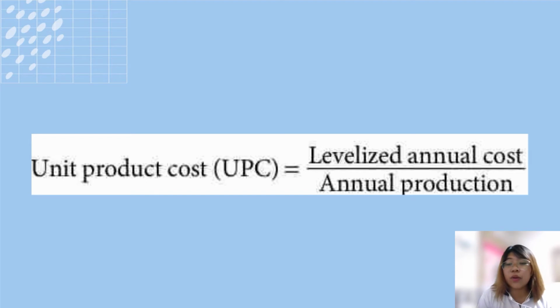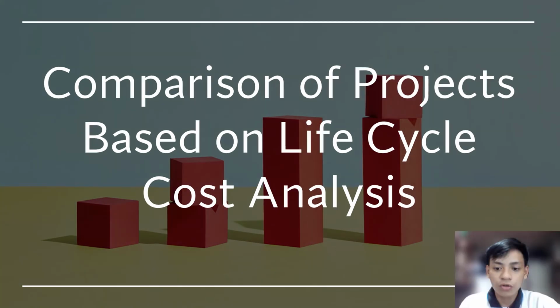Levelized annual cost divided by annual production, we can definitely get the UPC. And just to give you an idea, annual production can be different units depending on the type of production. In the calculation of UPC, the levelized annual cost should include all costs including energy cost. So for example, in a renewable energy application, it decreases the amount of energy consumption, corresponding to a reduction in the unit product cost.